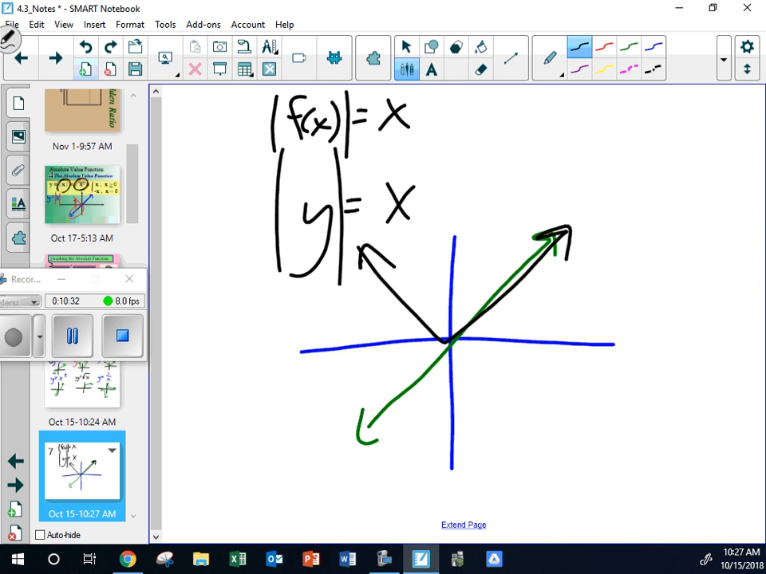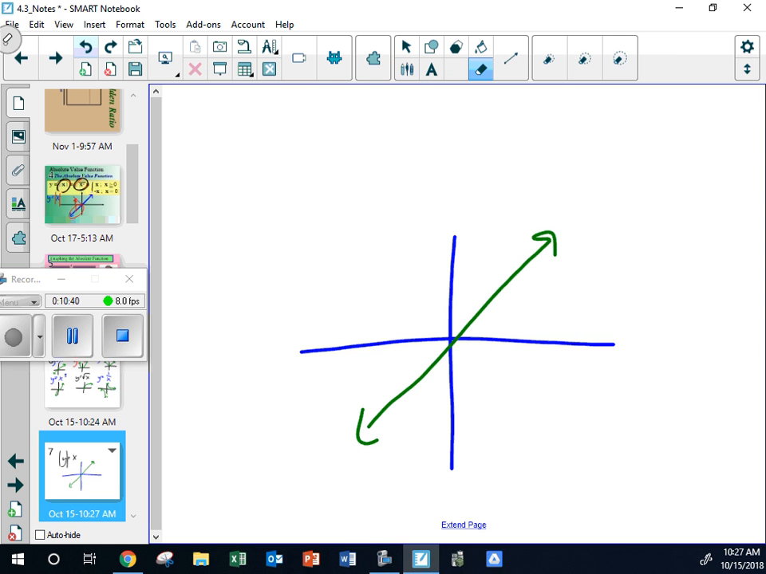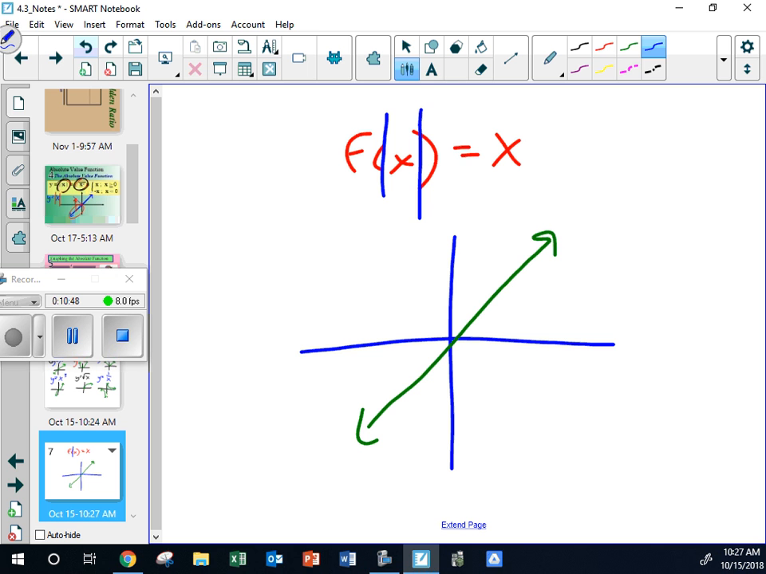Okay, good. Now, what's it going to look like when I do this? F of x is still x. It's the same graph. But now I absolute value the x's. Oh, weird.